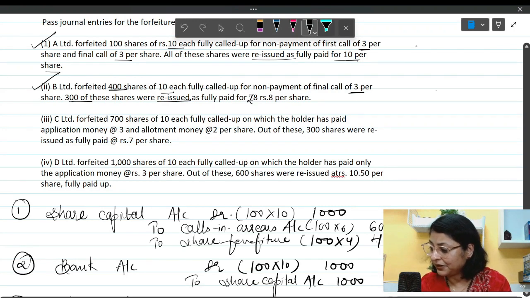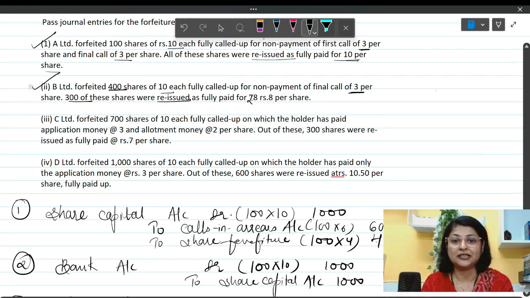300 as fully paid up for rupees 8 per share. Yes, there is a mistake. This particular part was not there. So these shares are being reissued, but not all 400 shares. 300 shares are being reissued at rupees 8 per share as fully paid up.